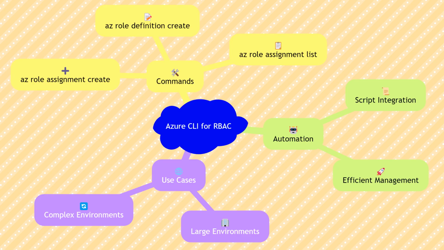For those who prefer command line tools, Azure CLI offers robust support for managing RBAC. You can use commands like az role assignment create to assign roles, az role definition create to create custom roles, and az role assignment list to view existing role assignments. Azure CLI is particularly useful for automating RBAC tasks through scripts. This can be a powerful way to manage access in large or complex environments where manual management would be impractical.